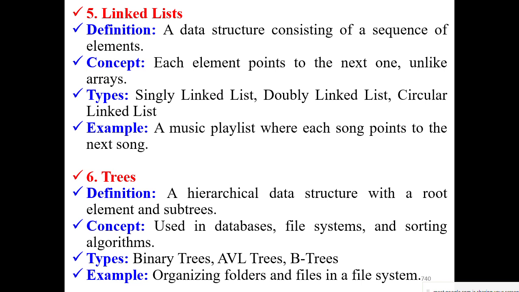AVL means Adelson-Velsky and Landis. Those scientists proposed AVL trees. It follows the binary search tree principle. The left node is always less than the root node and the right node is always greater than the root node. That is called an AVL tree. In an AVL tree, the height of the left subtree minus the height of the right subtree equals 1, minus 1, or 0. If any BST satisfies that condition, it is called an AVL tree.